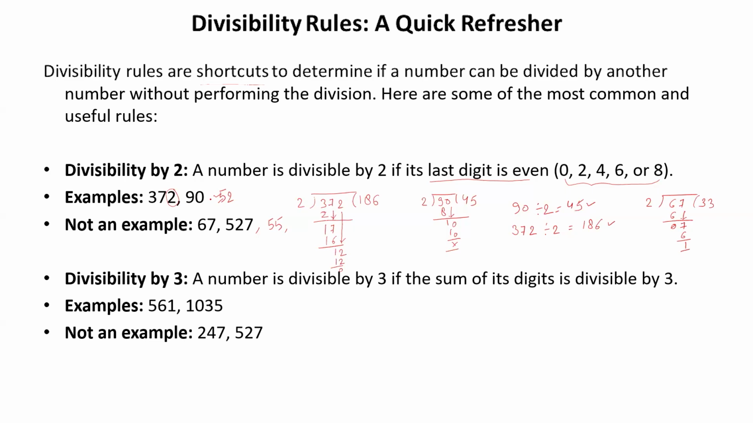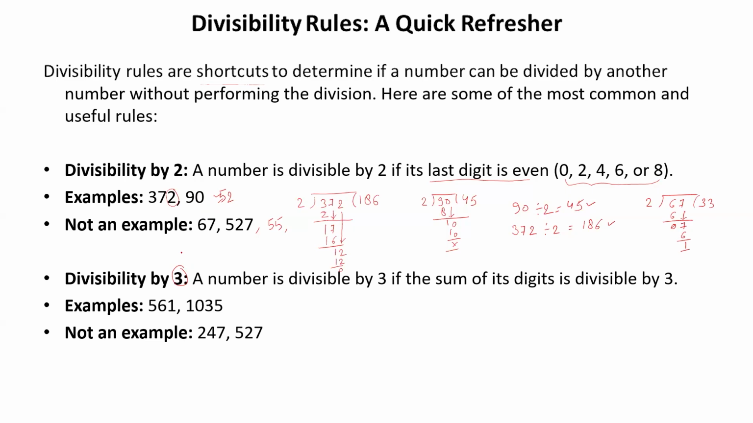That is the first rule. Now, the second number. The second number is 3. What is the rule? Given a number, is there any rule, any shortcut which can tell you this number is divisible by 3?